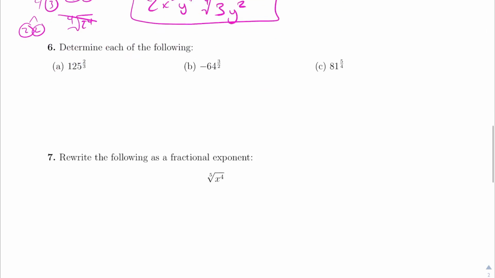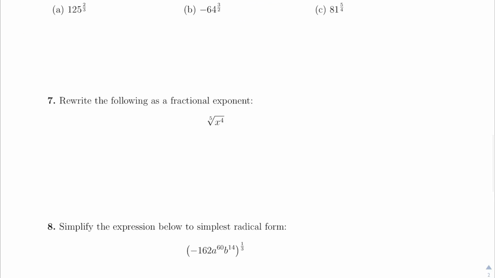Determine each of the following. So we have 125 to the 2/3. And before we get to these ones, actually, I think it's easier to do 7. So for 7, we have rewrite the following as a fractional exponent. So we're trying to rewrite it as something that looks like this.